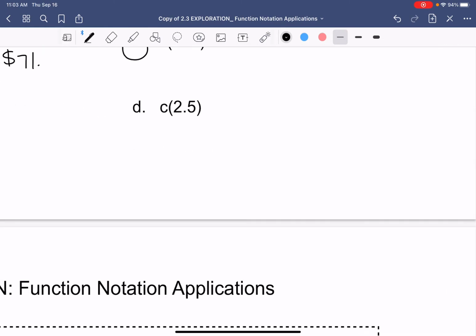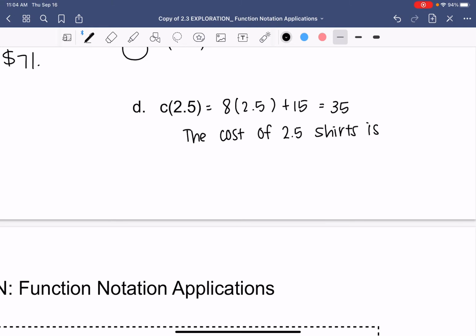All right, I want to go over D before we move on. The cost of 2.5 shirts will be 8 times 2.5 plus 15. When we plug that into our calculator, 8 times 2.5 plus 15, we get 35. So the cost of 2.5 shirts is $35.